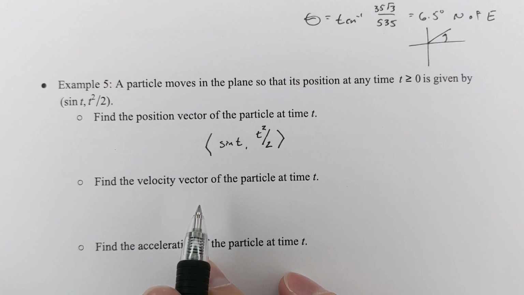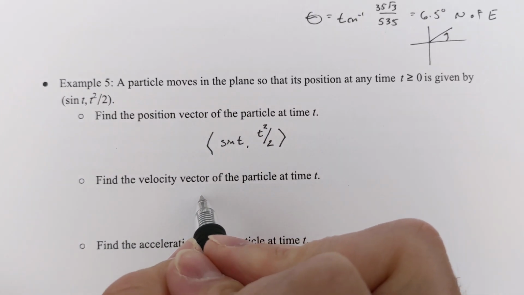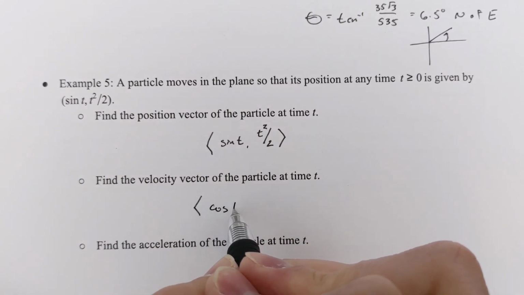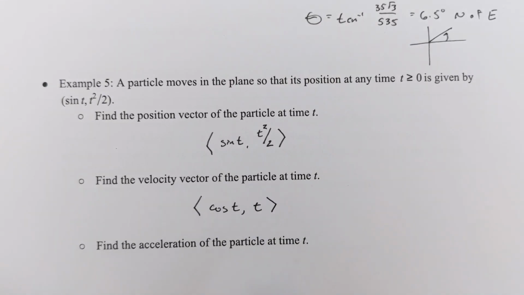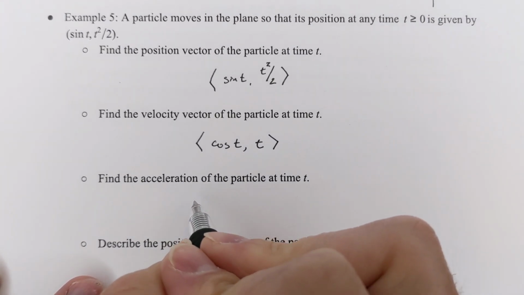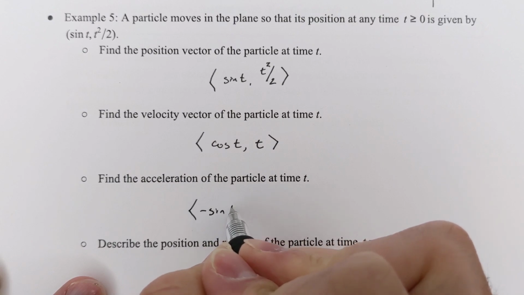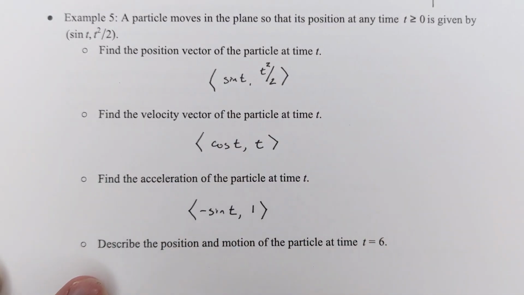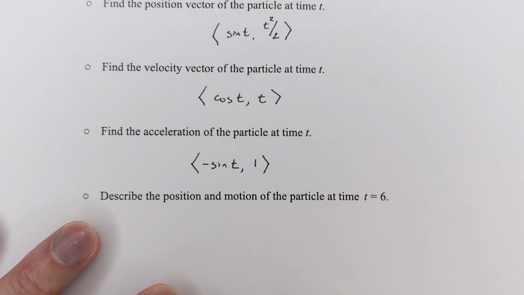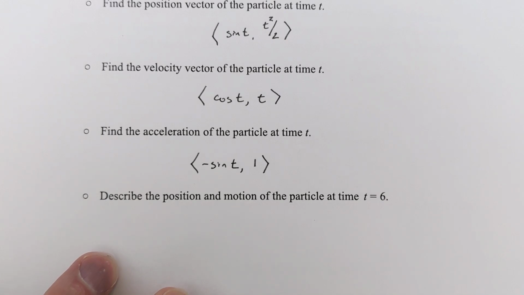Find the velocity vector. So to find the velocity, we need the derivative. So that's going to be cosine t, comma, t. Acceleration is the derivative again, so negative sine t, comma, 1. Okay, describe the position and motion of the particle at 6. So let's see here.